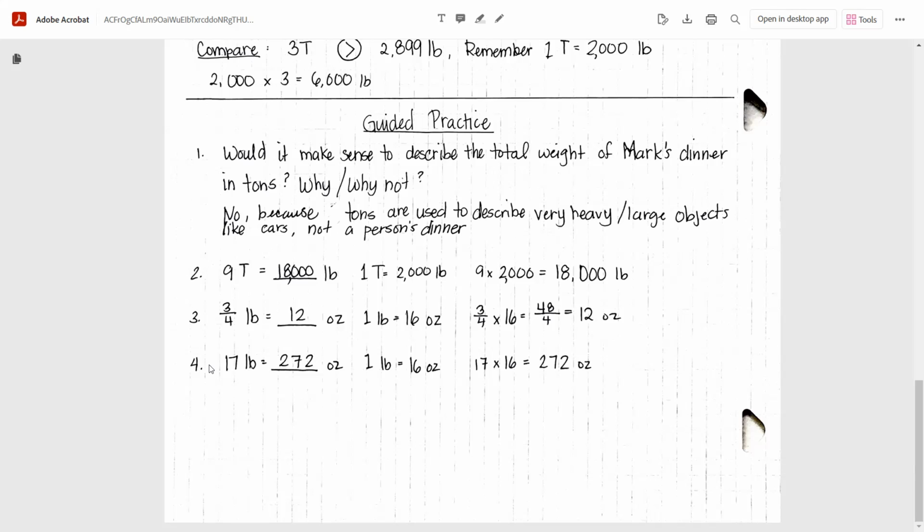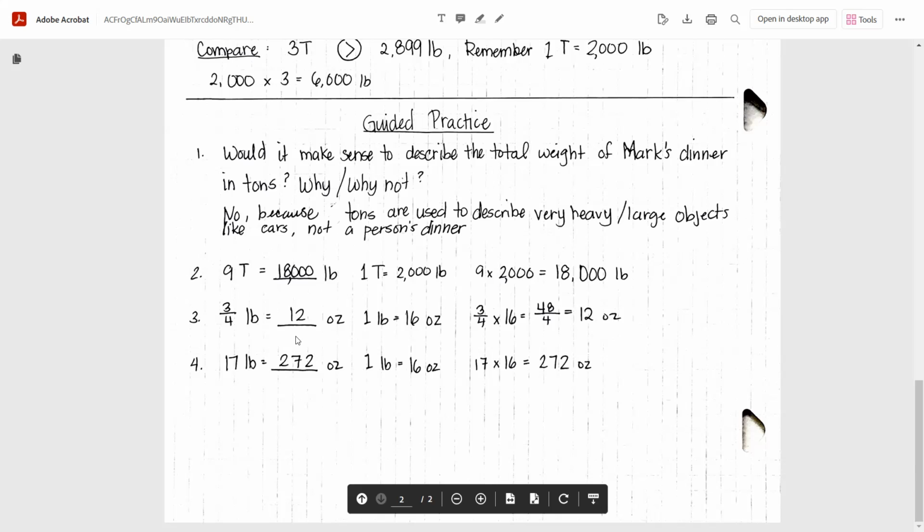For numbers 2, 3, and 4, we're doing more unit conversions. 9 tons is equal to how many pounds? So 1 ton is 2,000 pounds. 9 times 2 is 18. So 9 times 2,000 is 18,000. 9 tons is equal to 18,000 pounds.